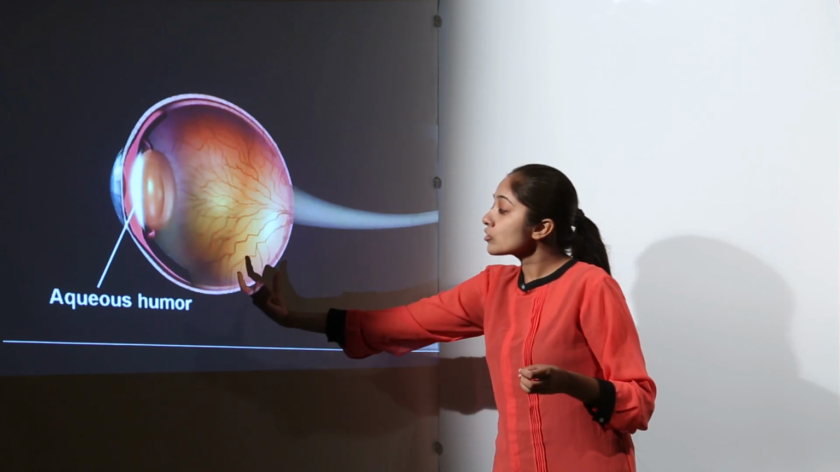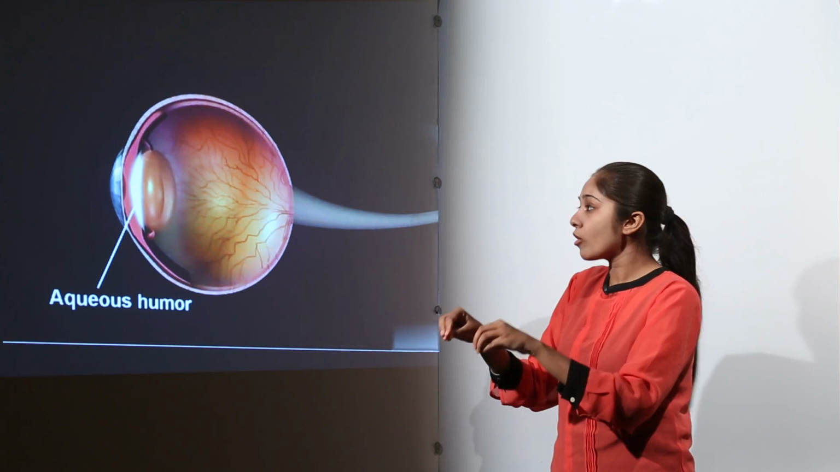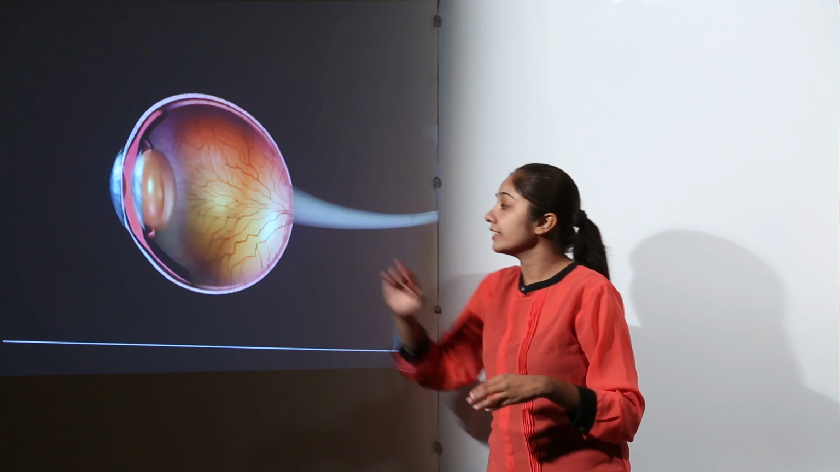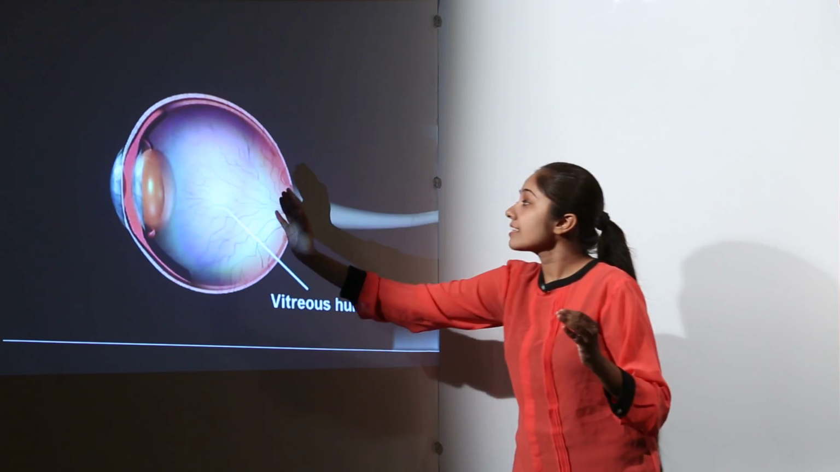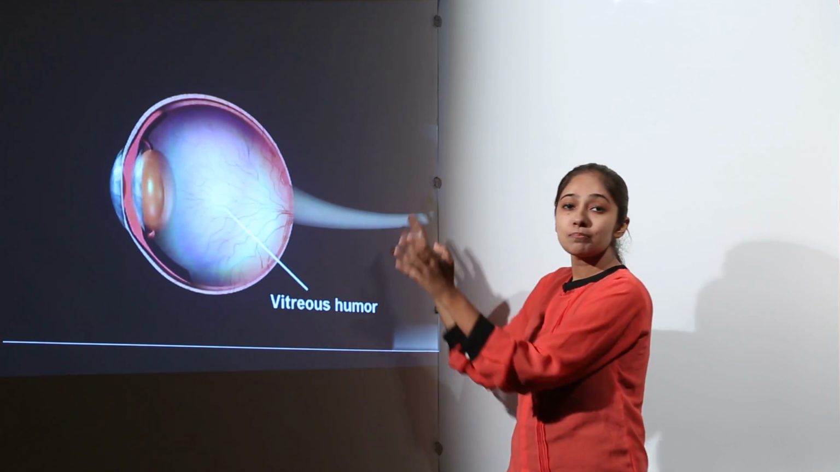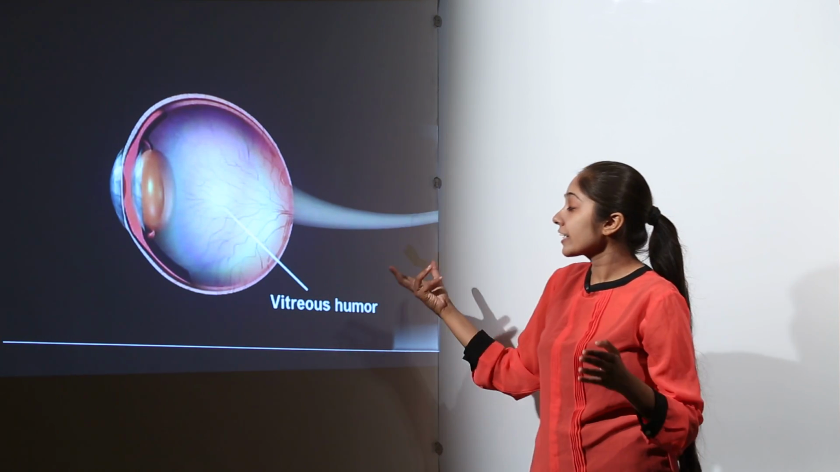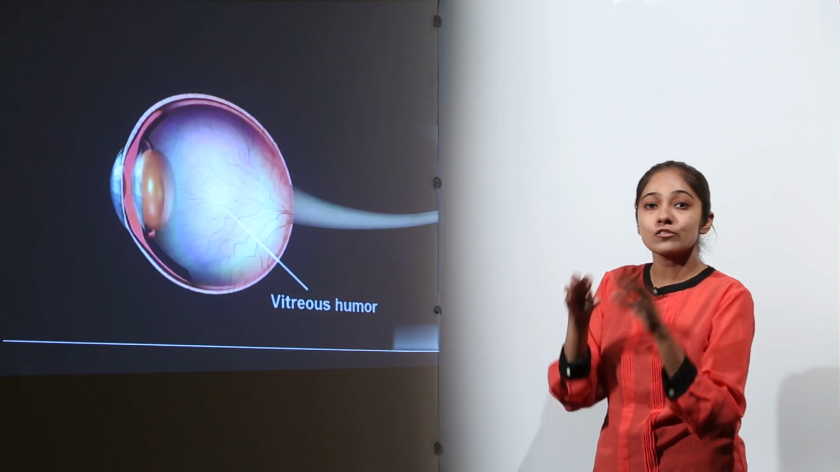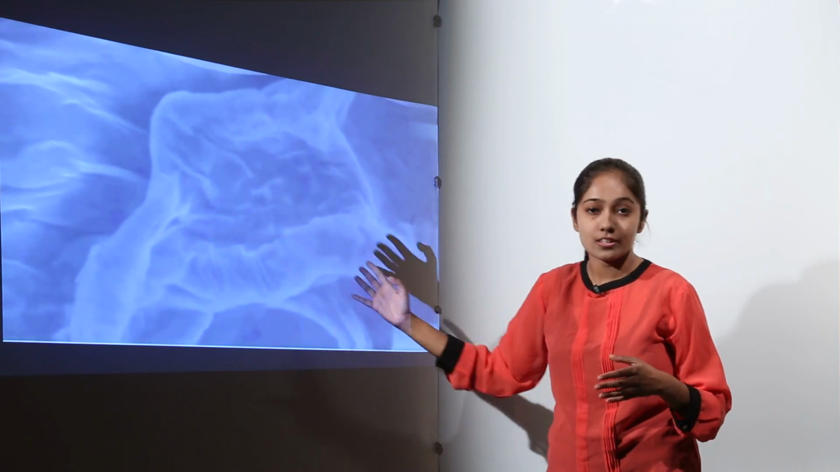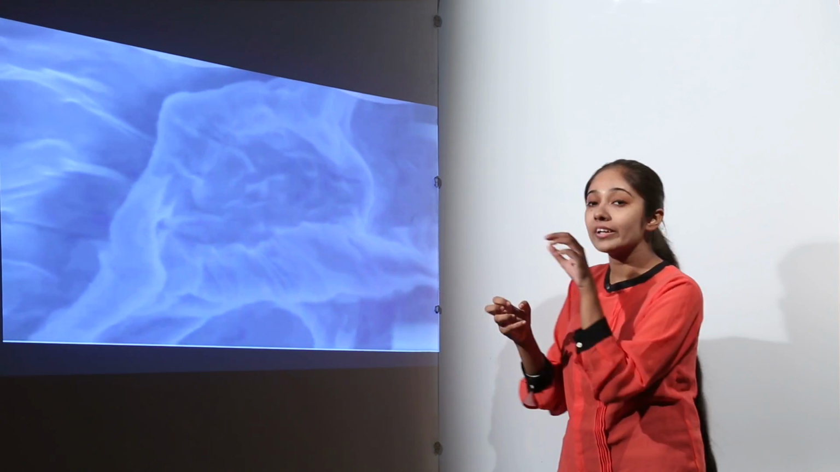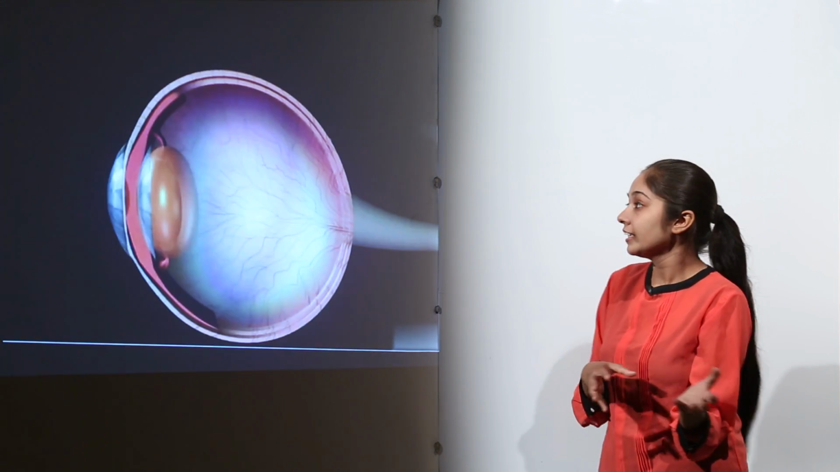Then we have the aqueous humor, which is watery with just a little amount of salt, between the cornea and the eye lens. Then we have the vitreous humor between the eye lens and the retina. This covers a major part of your eye. It is composed of salts, water and albumin, so it's a transparent jelly-like substance, as you can see. The vitreous humor is more dense as compared to the aqueous humor.